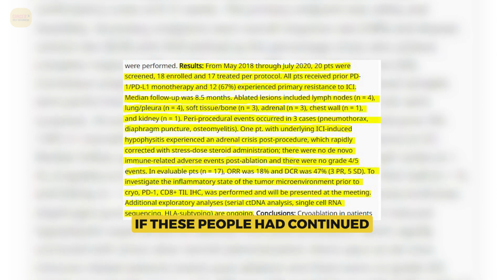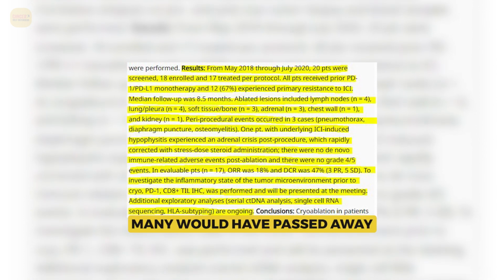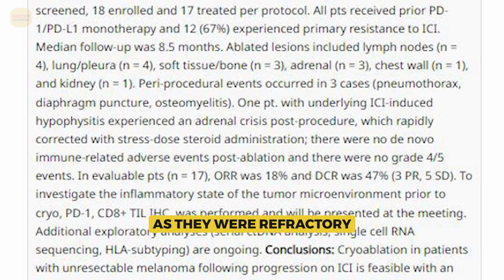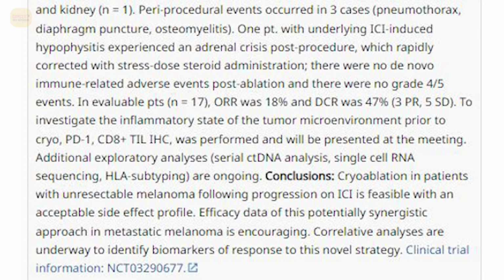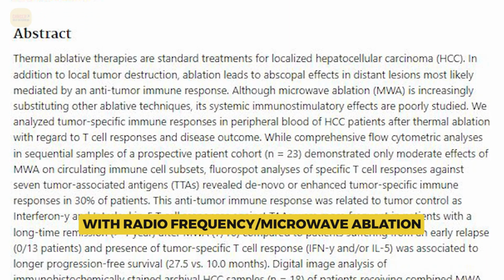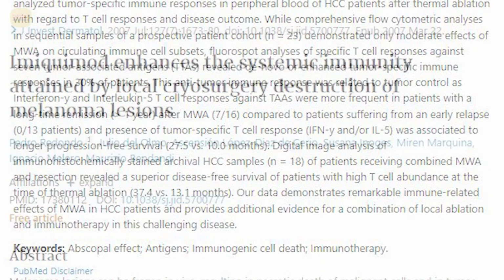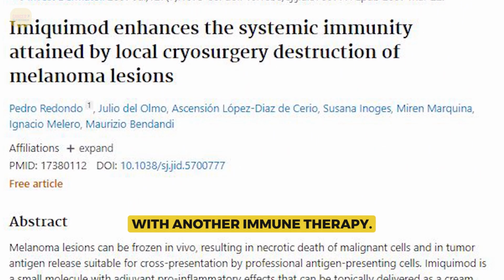If these people had continued just using anti-PD-1 drugs by themselves, many would have passed away, as they were refractory to anti-PD-1 medication. Similar responses have been found with radiofrequency/microwave ablation. It is important for ablation to be combined with another immune therapy.